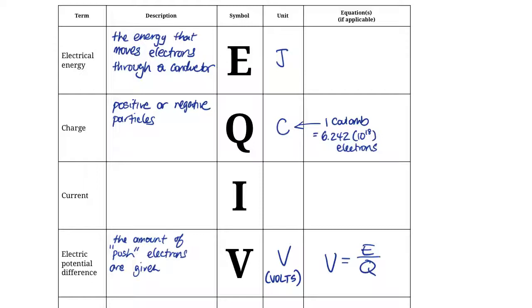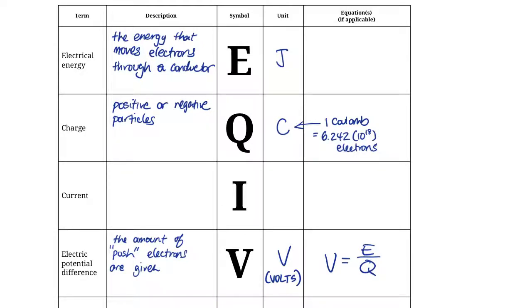Secondly, we have charge, and charge is basically just a group of positive or negative particles, and we measure charge in coulombs, and a coulomb is just 6.242 times 10 to the power of 18 electrons. So it's just basically a bunch of electrons, and that many specifically. Lastly, we have electric potential difference, and that's sort of like the push that those electrons get. We can calculate electric potential, which is measured in volts, by the way, as the energy in joules over the number of coulombs, the charge.